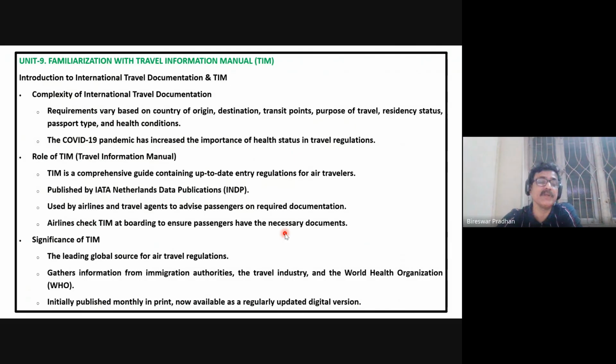Significance of the TIM. What is the significance? It is the leading global source for air travel regulation. It gathers information from immigration authorities, the travel industry, and the World Health Organization. Initially published monthly in print, it is now available as a regularly updated digital version. So from it we can understand the requirements, how to document, and how to pass the documentation without any hazards.